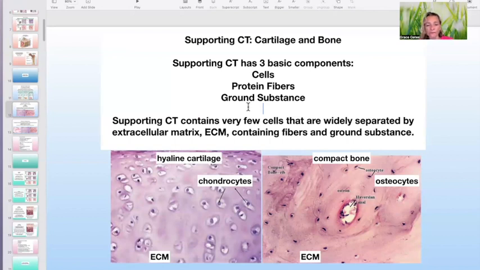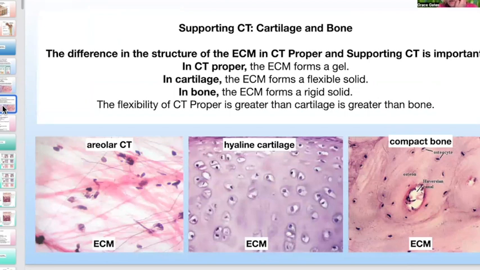ground substance. On the left, we see here a type of cartilage, hyaline cartilage, and we see chondrocytes, which are cartilage cells widely spaced out in a large amount of extracellular matrix. On the right, we see compact bone, a type of bone, and we see osteocytes, bone cells, widely separated by extracellular matrix. The difference in the structure of the extracellular matrix in connective tissue proper and supporting connective tissue is important for the characteristics of the tissue.